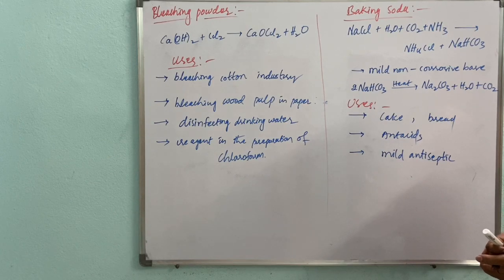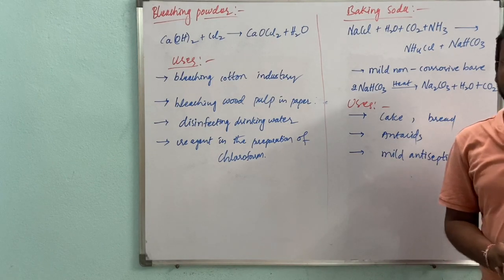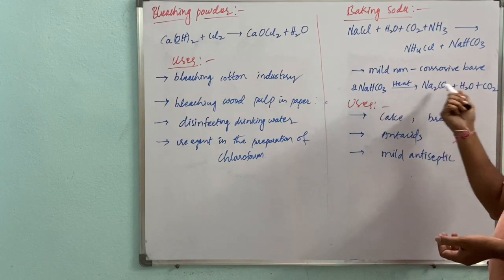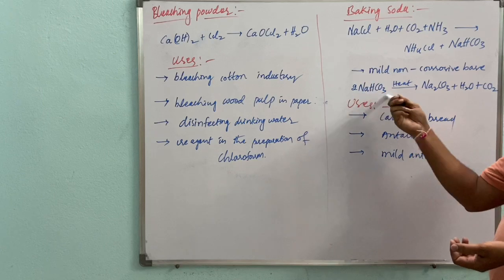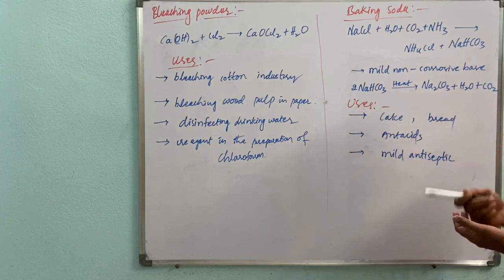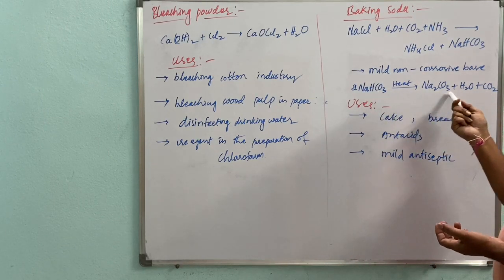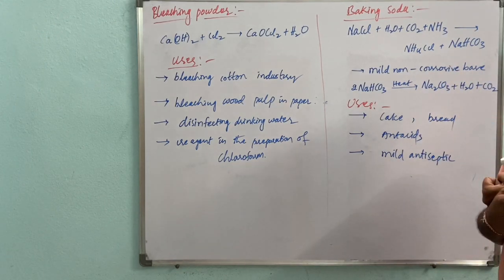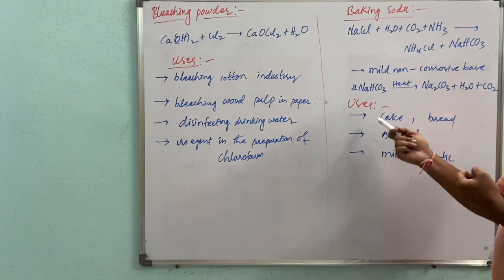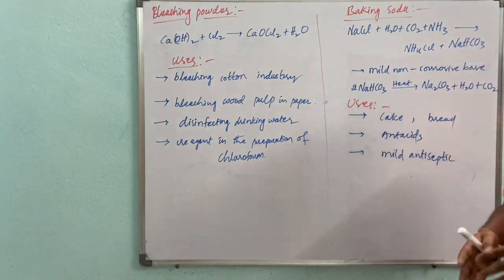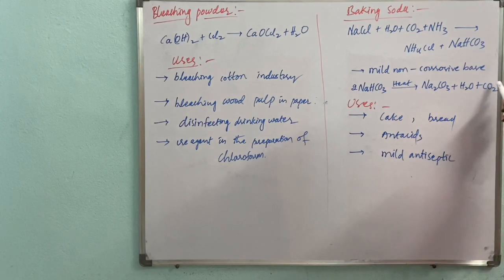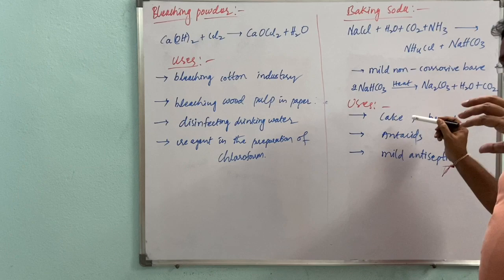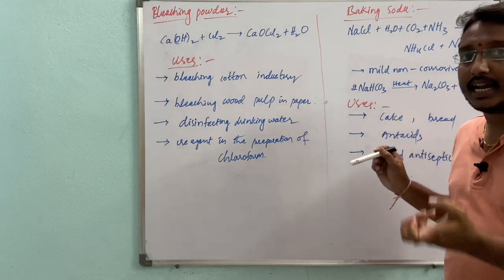The baking soda is a mild non-corrosive base. Then when we heat the baking soda, this reaction takes place: Na2CO3 plus water and carbon dioxide, CO2, is released. Because of that, when we are preparing cake or bread or any food items, then while heating, the carbon dioxide is released. Due to that reason, the food items become very soft and smooth.